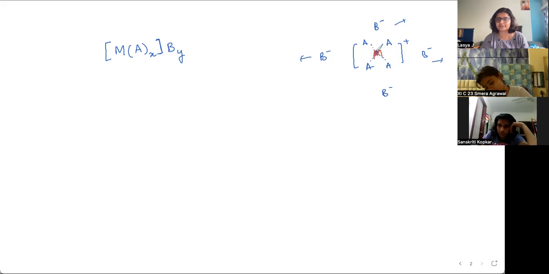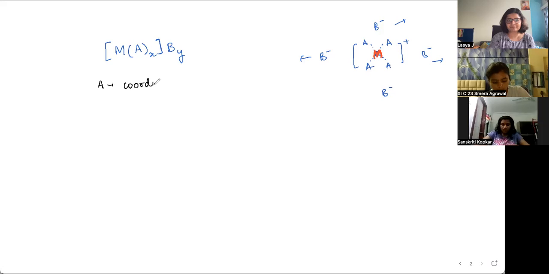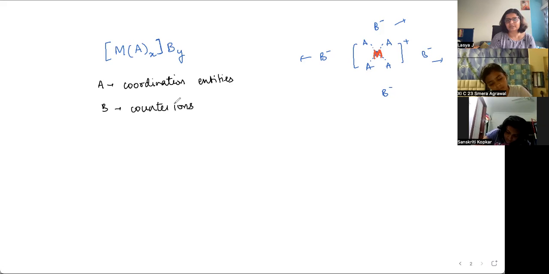Metal atom, M, is in the center. Here A represents the coordination entities, and B represents, they are also called counter ions, because they are countering the charge that this particular ion would have. Suppose M is neutral and A is also neutral, then there won't be any counter ions in that case.